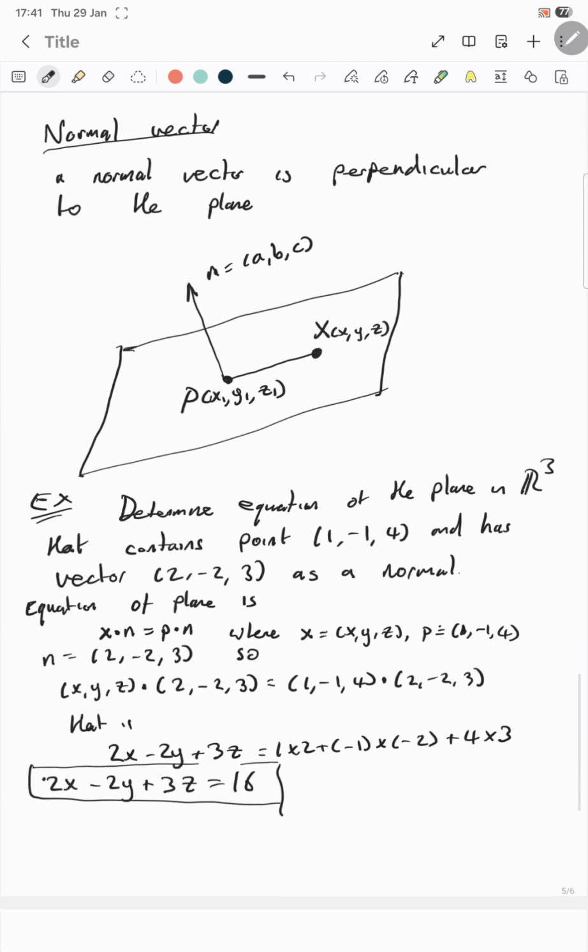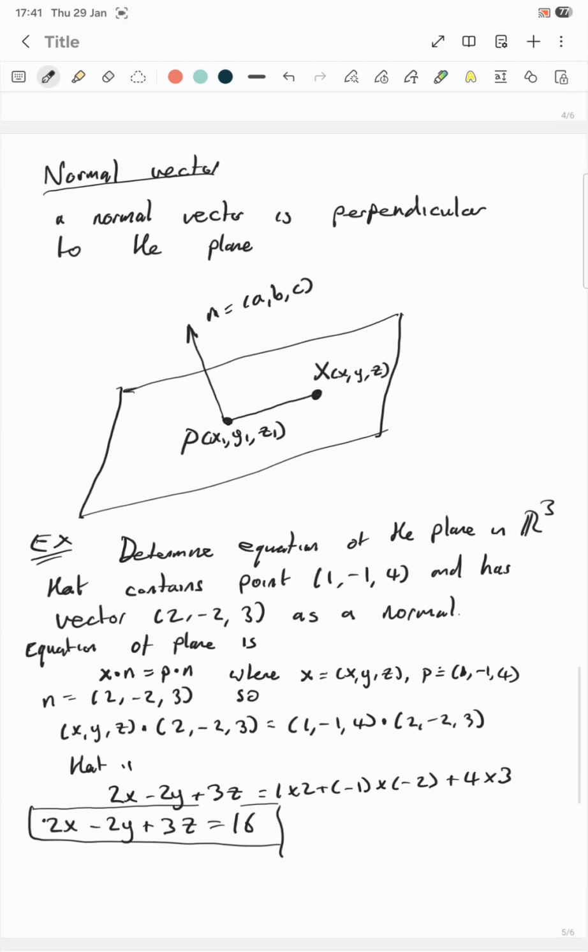Now, normal vectors. A normal vector is perpendicular to the plane, as demonstrated here, and it's usually denoted n, with components a, b and c. So our point p is x1, y1, z1, and our x, y, z, and so on. And the normal is just basically the one pointing out of the plane.